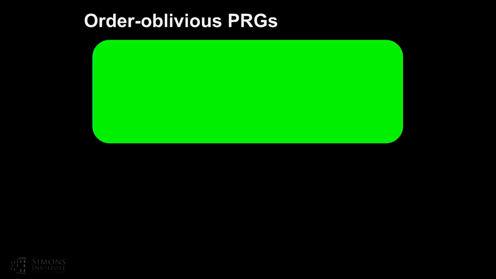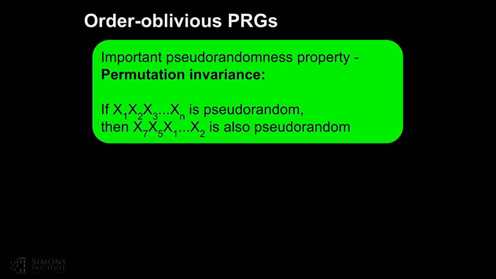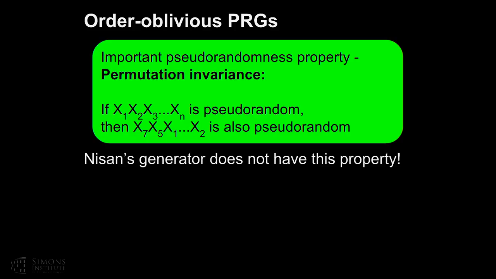There's a point that I mentioned earlier, which is a nice pseudorandomness property that we would like: permutation invariance. This property says that if you've got some output of a pseudorandom generator, x1 through xn, and you permute it, then it should still have the pseudorandomness property. It's a very obvious property. Obviously, the uniform distribution satisfies this. But what's distressing is that Nissan's generator does not have this property.